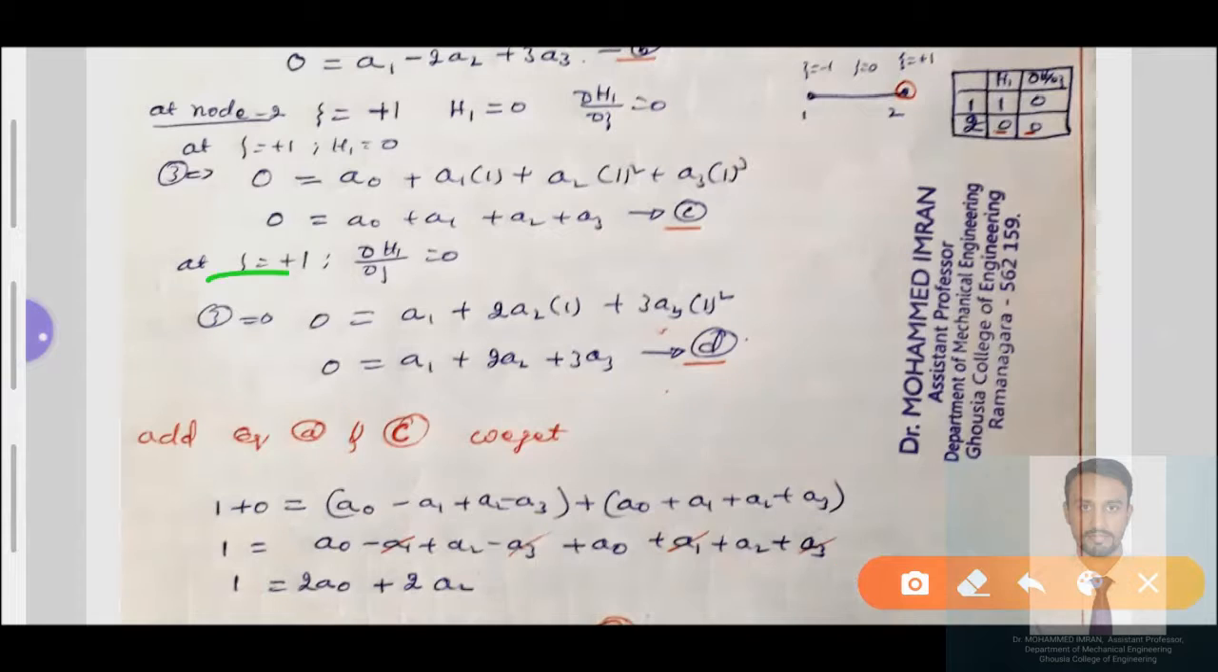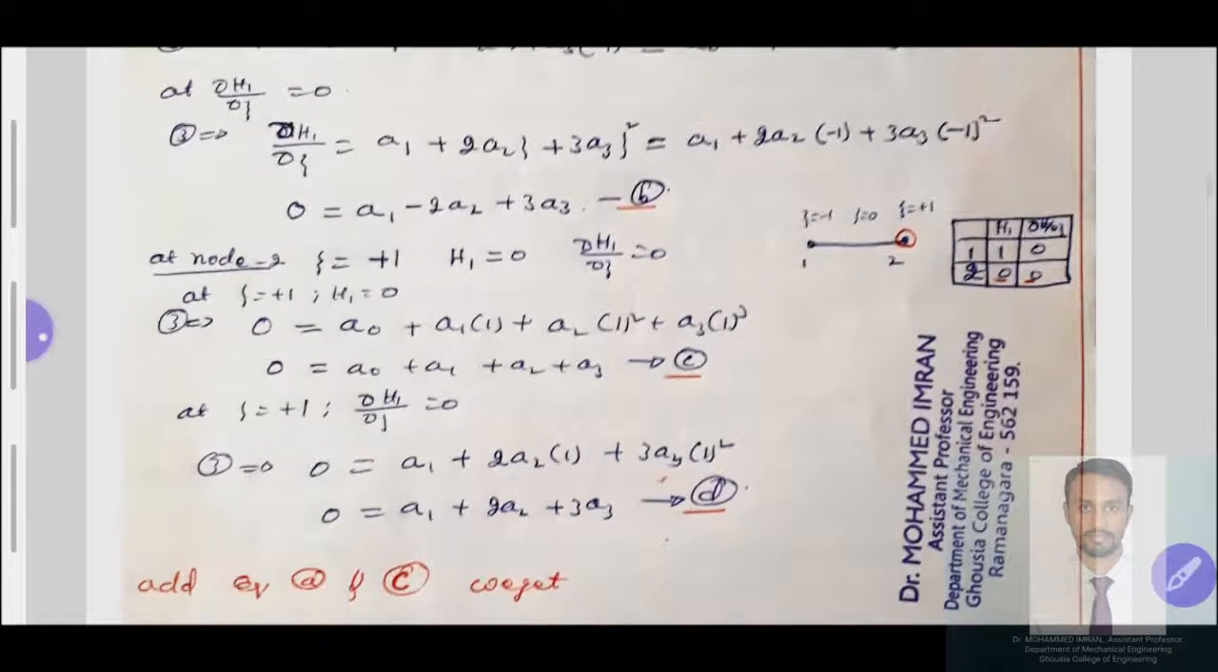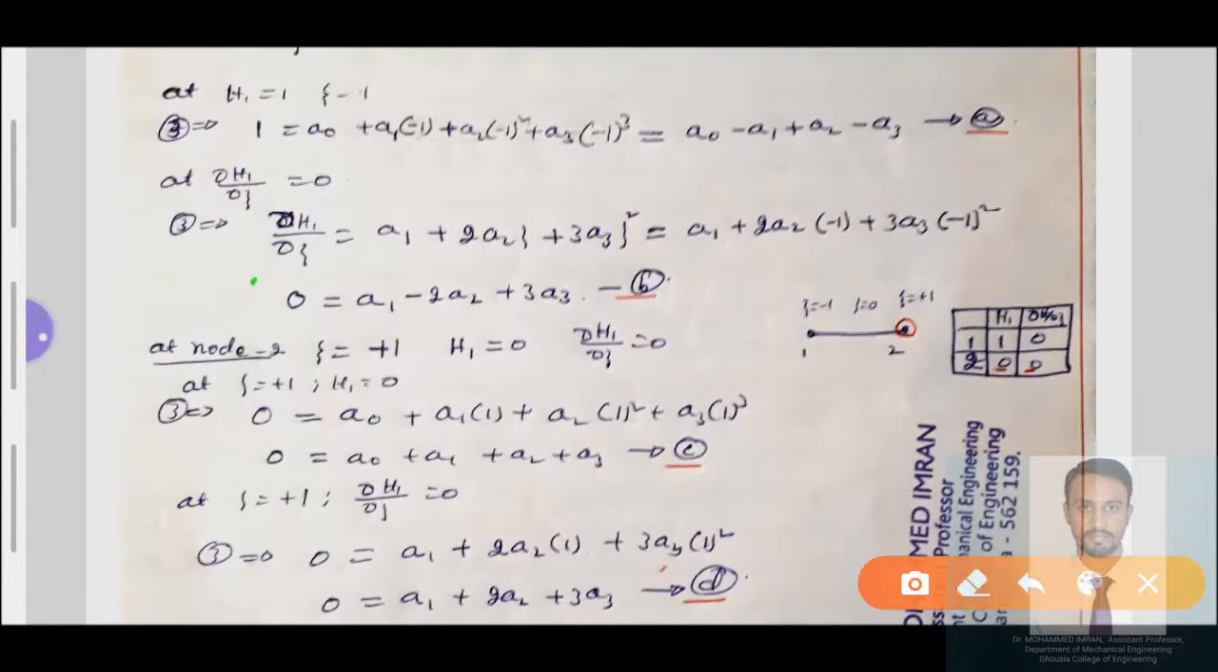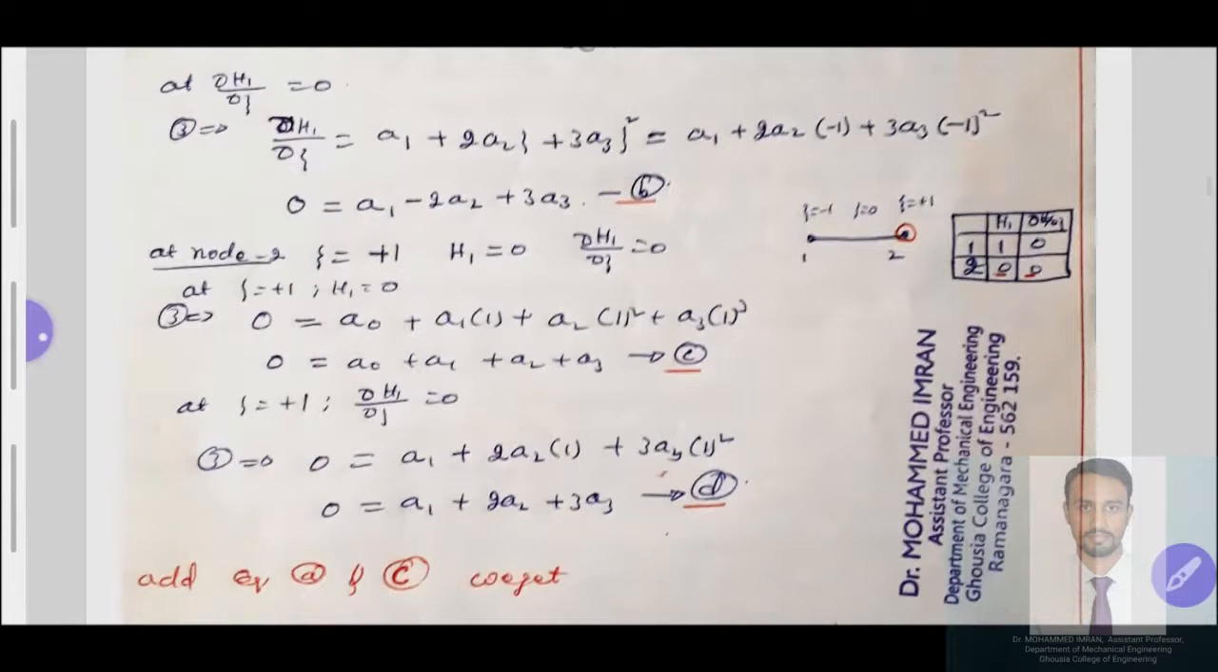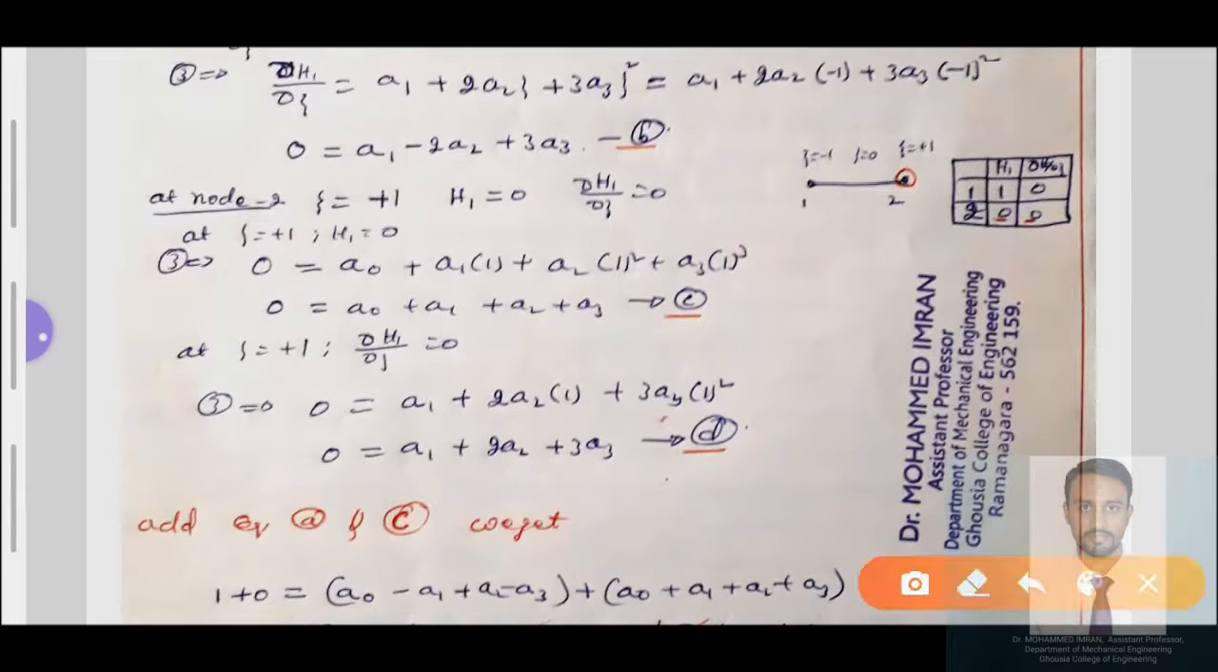At zeta equals plus 1, ∂h1/∂zeta equals 0. The effect at node number 2 due to the rotation with respect to the transverse displacement at node number 1 is equal to 0. We substitute that value in the differentiated equation. We have already done the differentiation, so there is no need to do it again; directly substitute that value in this equation.